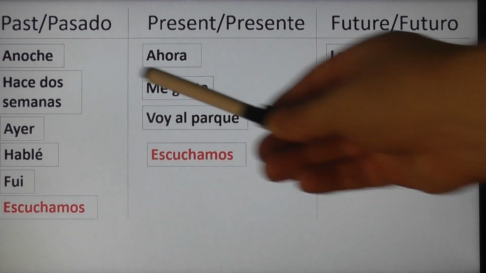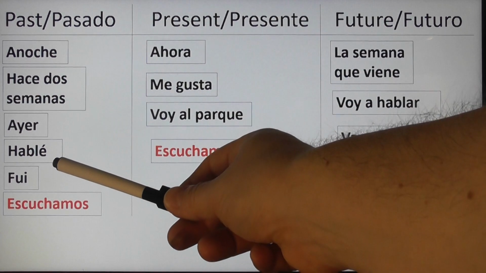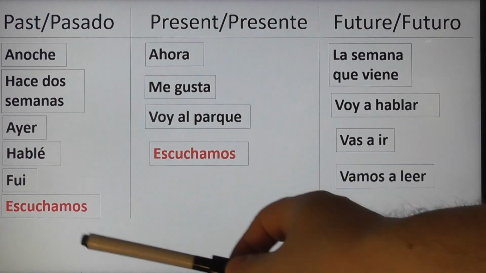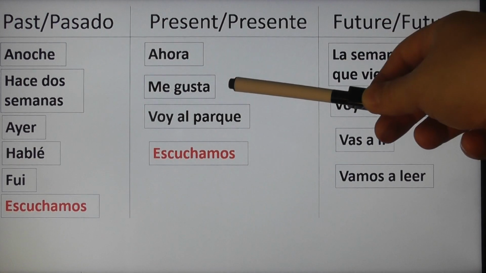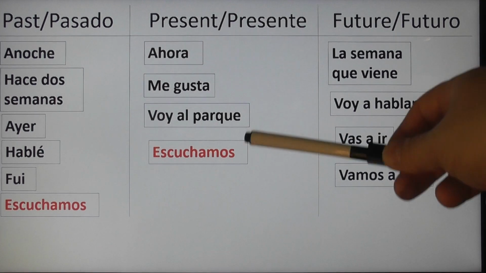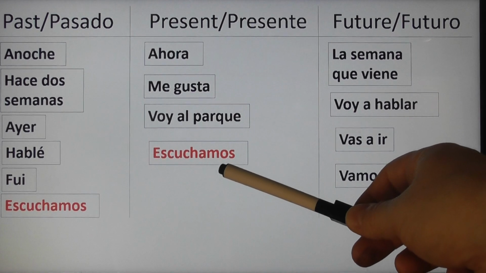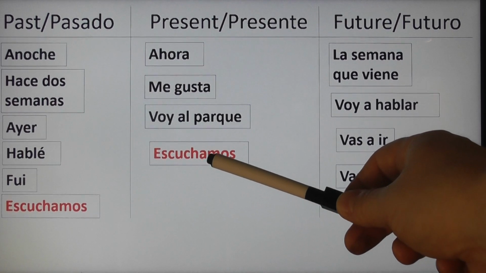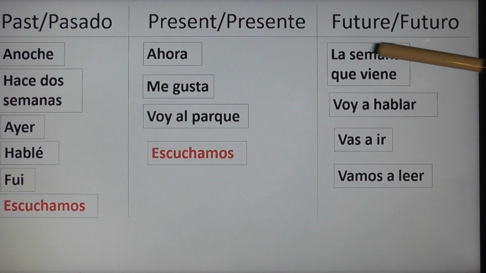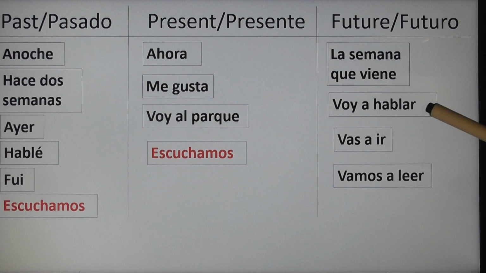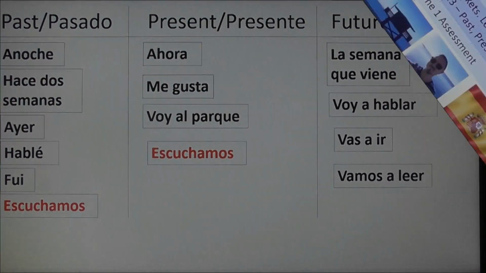Okay, so for the past, we've got last night, 2 weeks ago, yesterday, I spoke, I went, or I was, and we listened. The present, we've got now, I like, I'm going to the park, and we listen. The reason these two are in red is because actually the spelling and the pronunciation is exactly the same for we listen and we listened. And in future, la semana que viene, so literally the week that's coming, next week, I am going to talk, you are going to go, we are going to read.